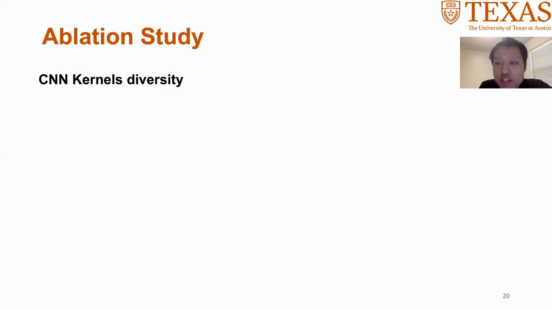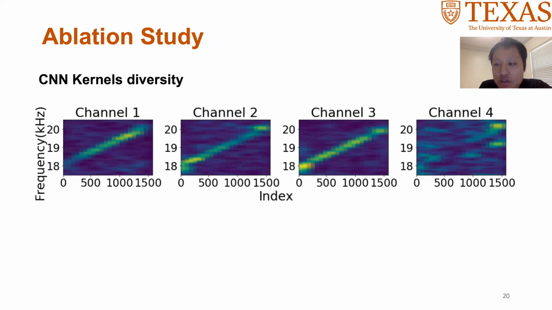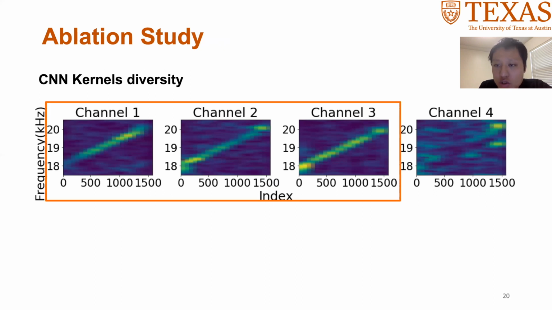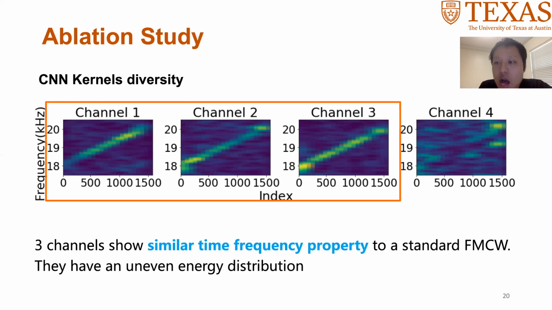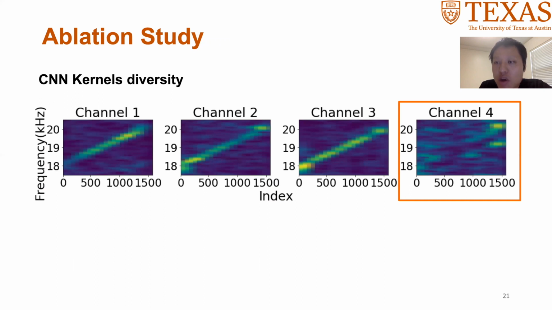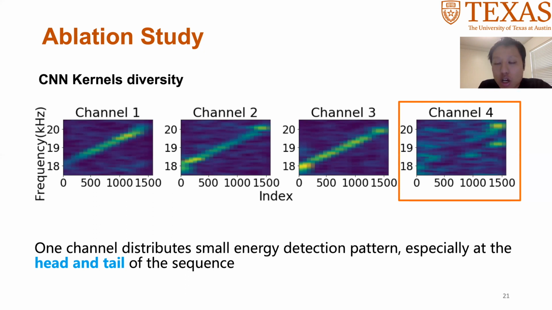We performed a thorough ablation study on the model. We visualized the CNN kernels of 4 channels. We found that 3 channels show similar time frequency properties to a standard FMCW. However, they have an uneven energy distribution. One channel distributes small energy detection patterns, especially at the head and the tail of the sequence. It implies that the CNN kernels not only perform trivial FMCW correlation detection, but also show the diversity to detect uneven patterns, which can combat the noise and interference well.